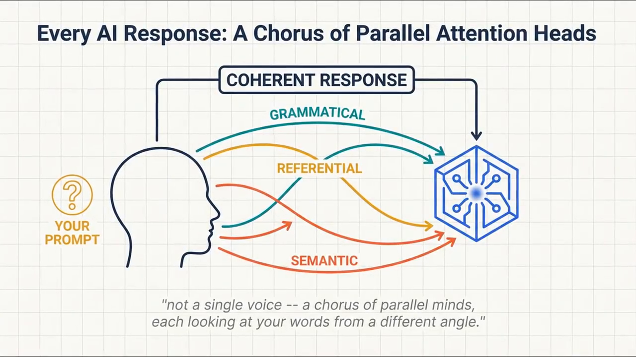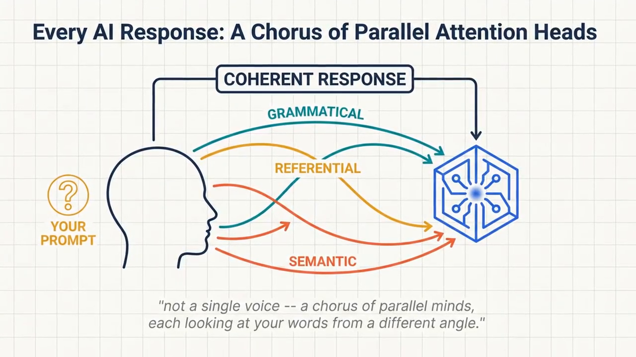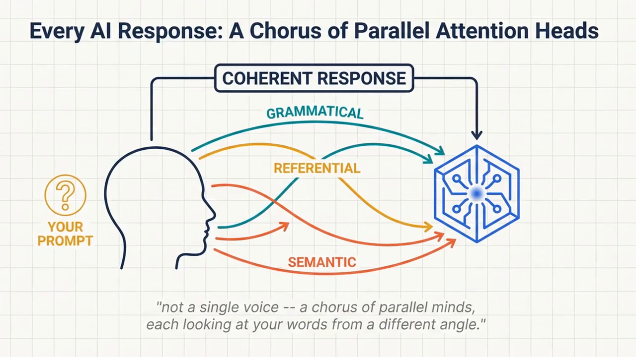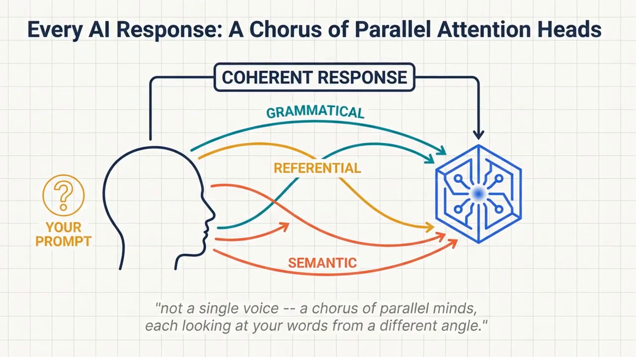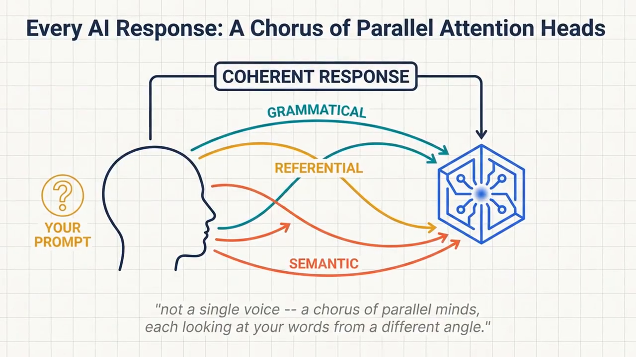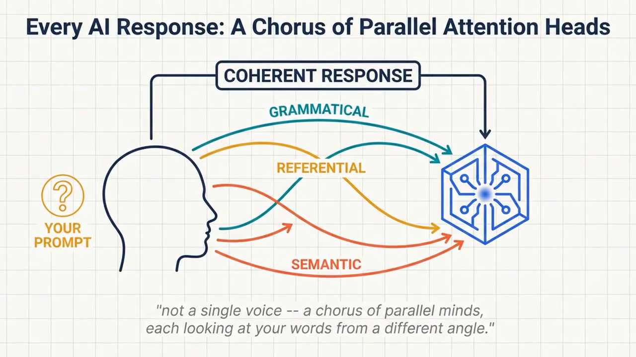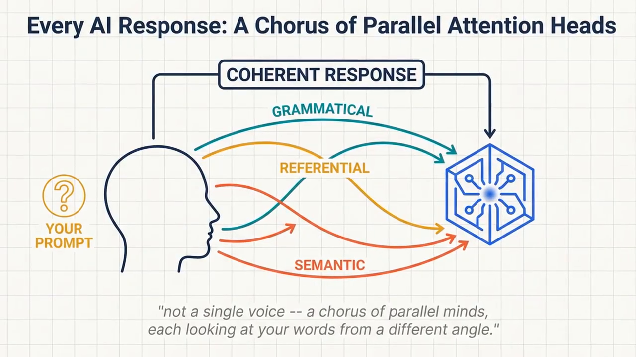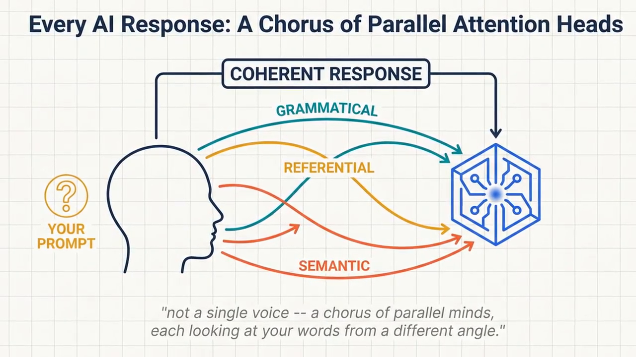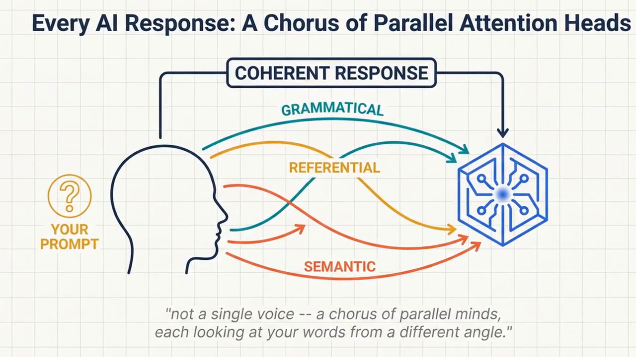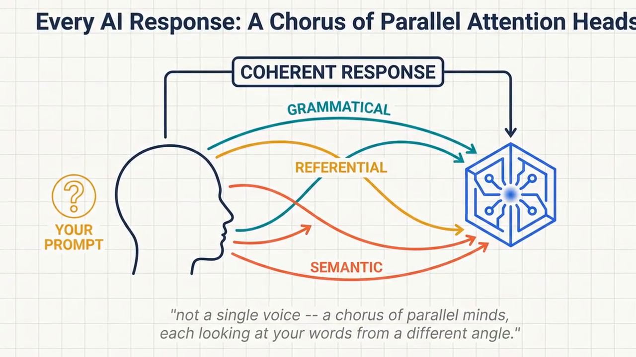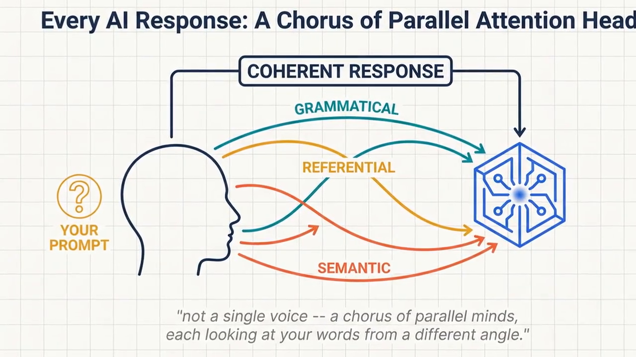Next time you prompt an AI model and receive a coherent, grammatically flawless, and contextually rich response, remember that you are not listening to a single voice. You are listening to a chorus of parallel minds, each looking at your words from a different angle and agreeing on the meaning. What other parallel paths of human thought will we teach machines to follow next?